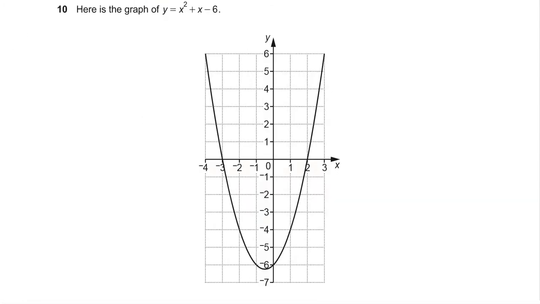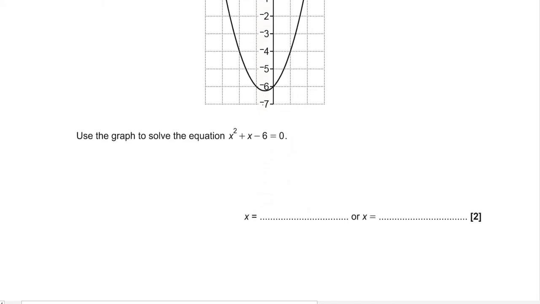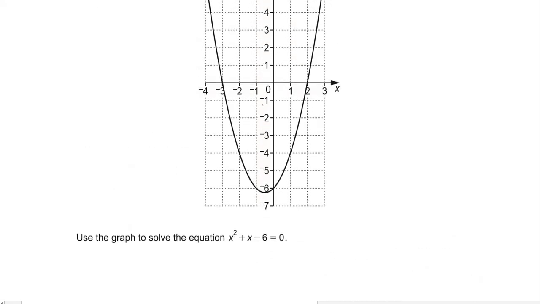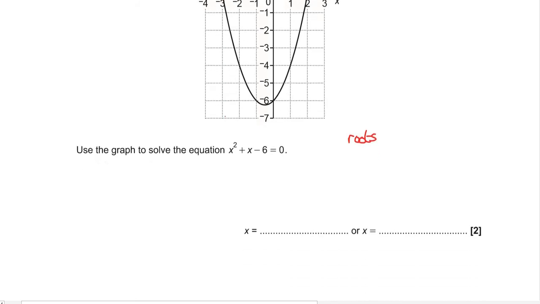Okay, question 10. Here is the graph of x squared plus x minus 6. Use the graph to solve the equation. Well, x squared plus x minus 6 equals 0 implies we're looking for the roots. That is where it crosses the x-axis, and that's these 2 points here. So, x equals minus 3 and x equals 2.